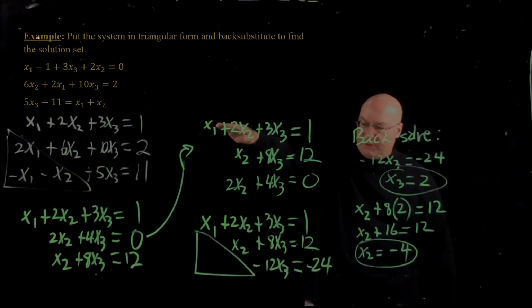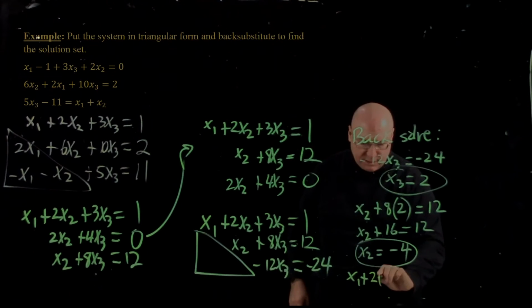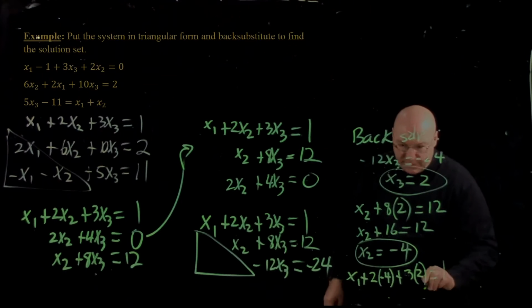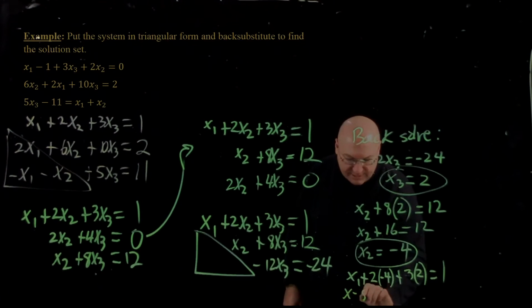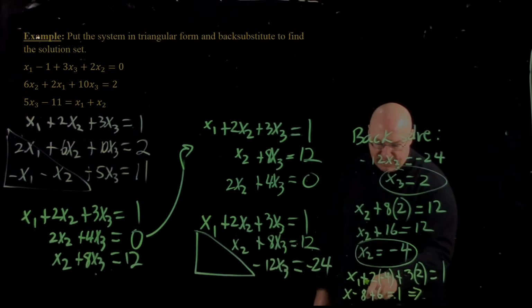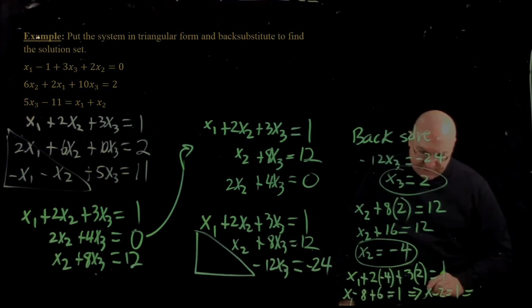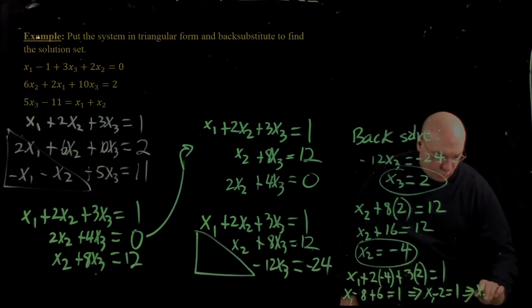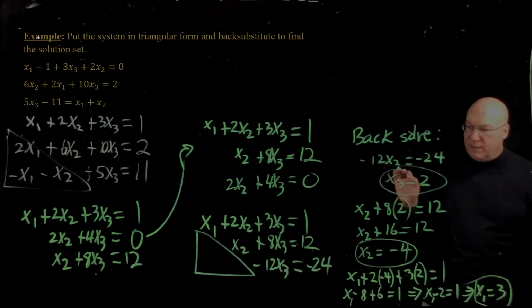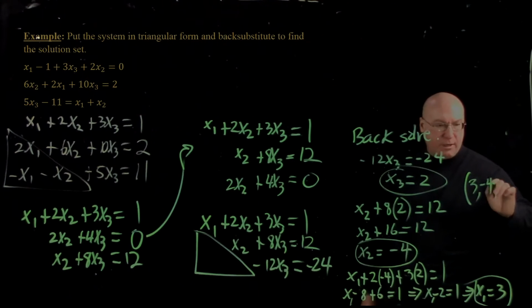One more thing, I have my first equation right here. So x1 plus, now back solve these in here. So 2 times negative 4 plus 3 times 2 equals 1, right? I think I have room to do it here. x1, that'll be minus 8 plus 6 equals 1. I'm about out of room. So x1 minus 8 plus 6, that's x1 minus 2 equals 1. So x1 equals 3. There I go. I have, again, a unique solution, right? It is the ordered triple x1, x2, x3 of 3, comma, negative 4, comma 2, right?